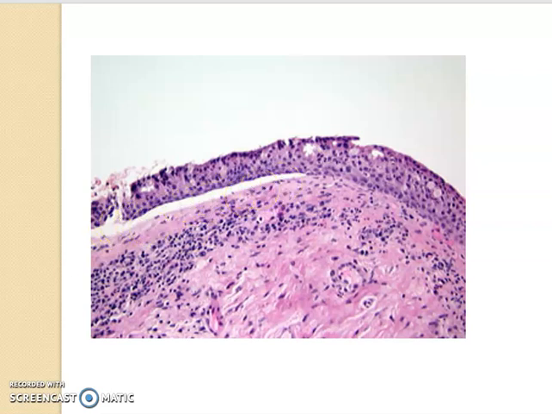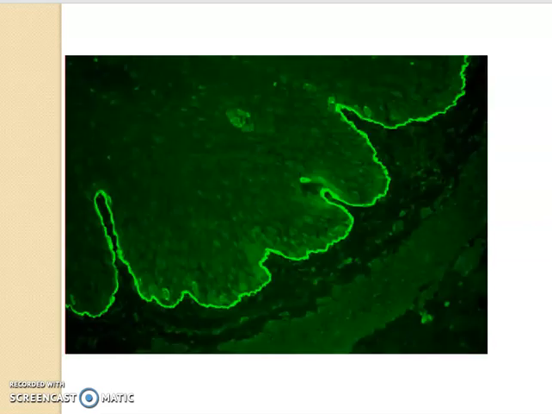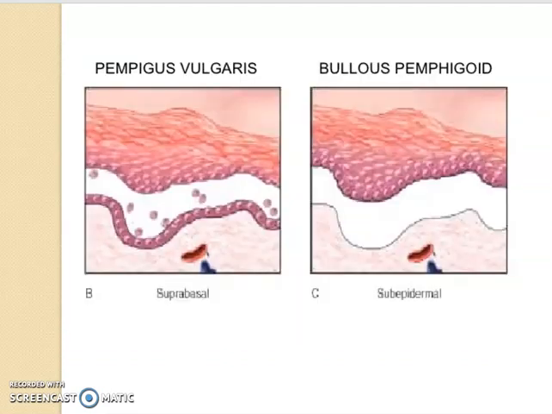Immunofluorescence is very nice at the basement membrane. This is the epithelium. Similarly for bullous pemphigoid, again there is very clear, clean separation between the epithelium and connective tissue. So this is the region of attack of the autoantibodies.